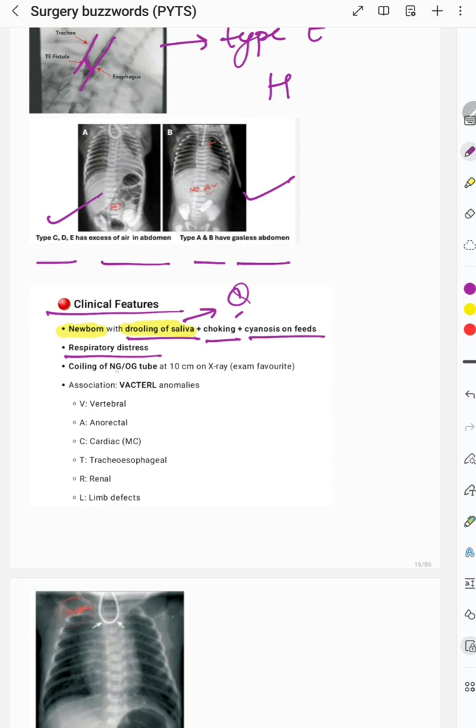And when we try to insert the NG tube or OG tube, there will be coiling at what level? About 10 centimeters on the X-ray. This is very important.